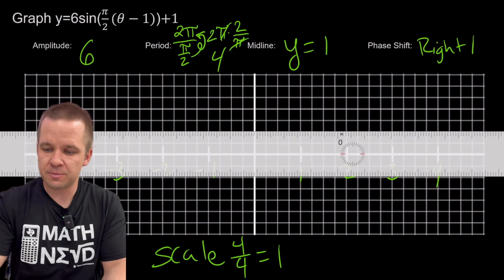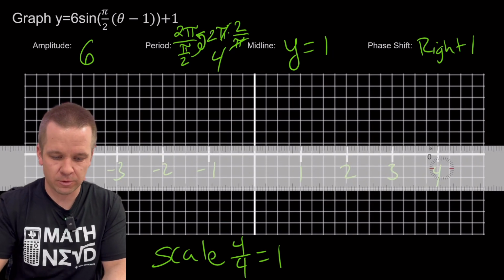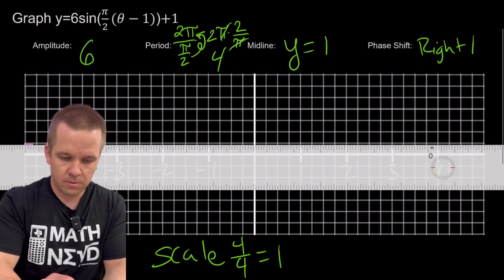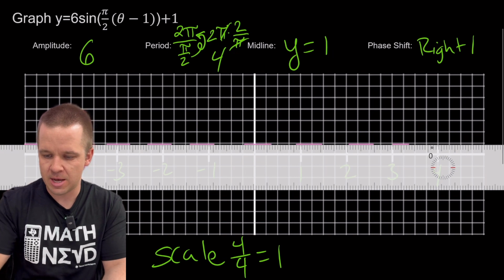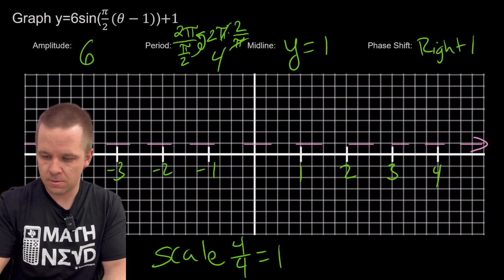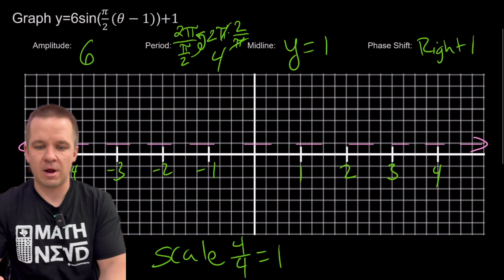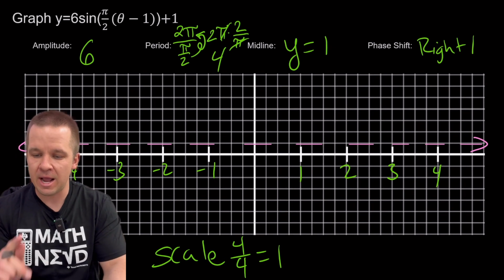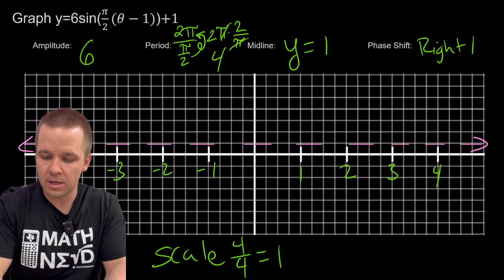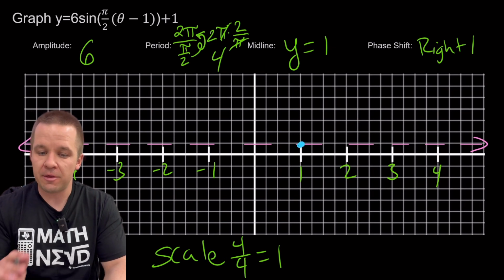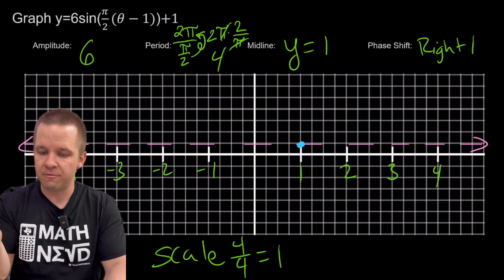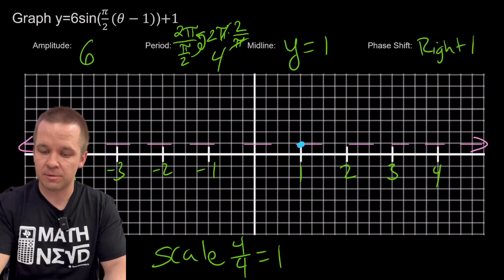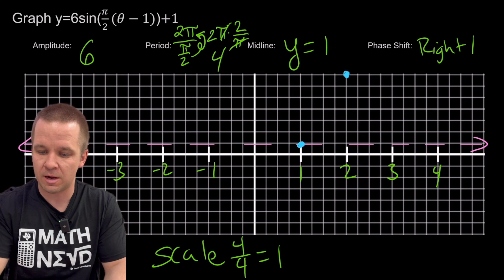Okay, so now let's put our midline down. We have y equals 1 here. Nice little dash line. And then we'll go ahead and start graphing. So for sine, it normally starts on the midline, but I am shifting to the right 1, so on the midline at 1 will be right there. Now the next one, I would be going above the midline, because it's +6, and I'm going to go 6 above the midline, which puts me way up there.